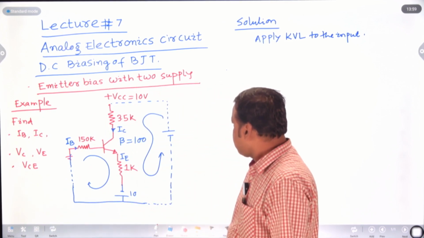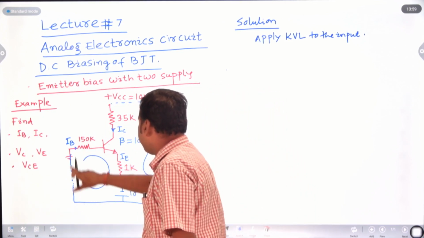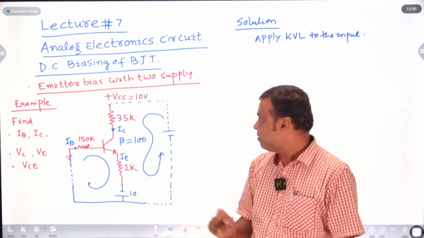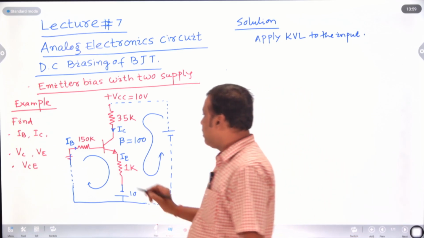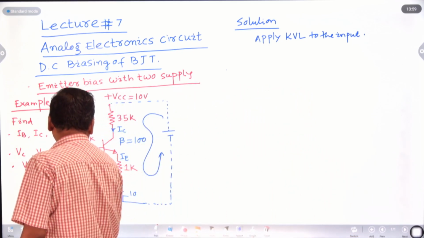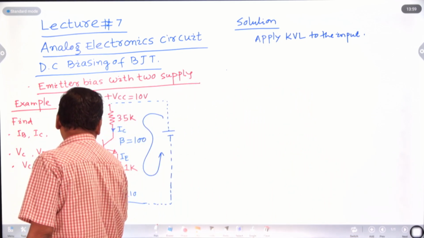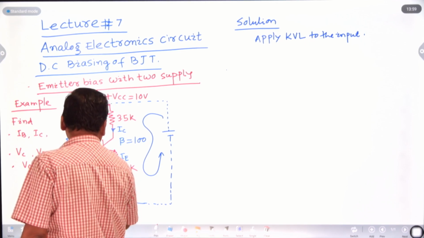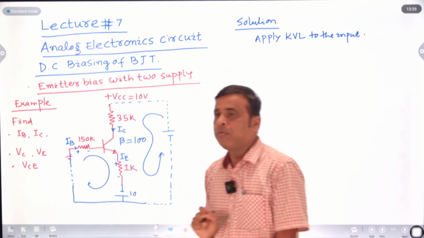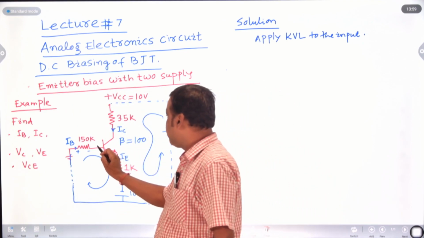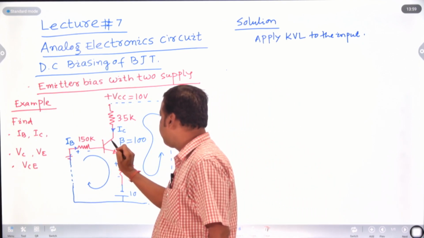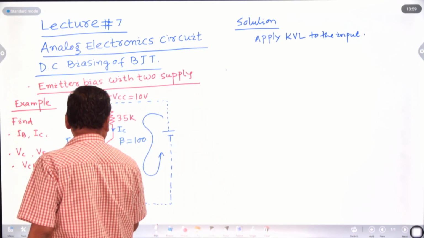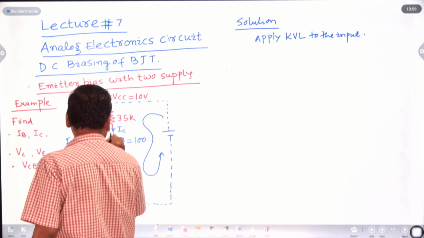Then apply KVL. If you go from plus to minus, consider it minus; if you go from minus to plus, it is plus. Here the current direction is like this: entering is plus, leaving is minus. And there is a potential. Already I told you, in a transistor, this is the base, this is the emitter, and this is the collector.